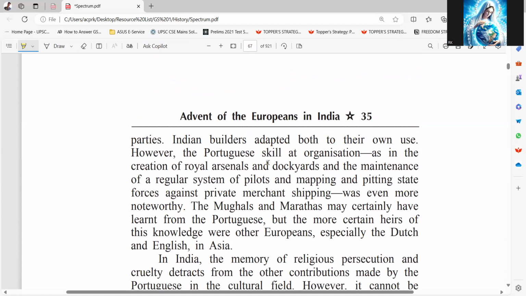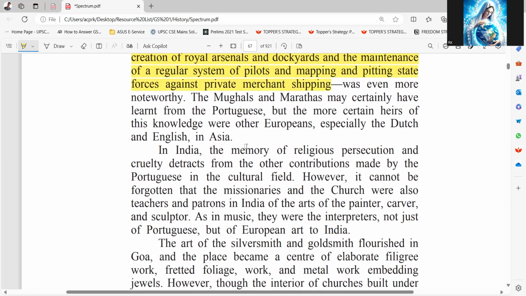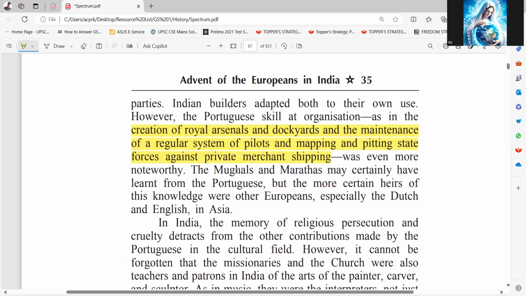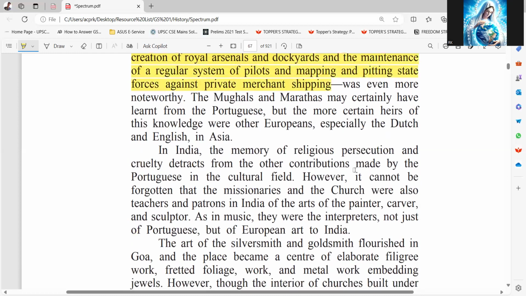However, the Portuguese skill at organization, as in the creation of royal arsenals and dockyards, and the maintenance of a regular system of pilots and mapping and pitting state forces against private merchant shipping was even more noteworthy. The Mughals and Marathas may certainly have learned from the Portuguese, but the more certain heirs of this knowledge were the other Europeans, especially the Dutch and English in Asia.